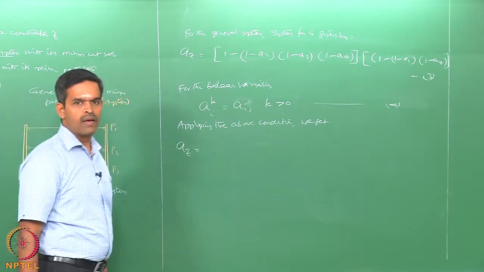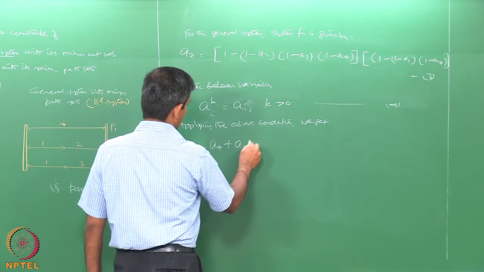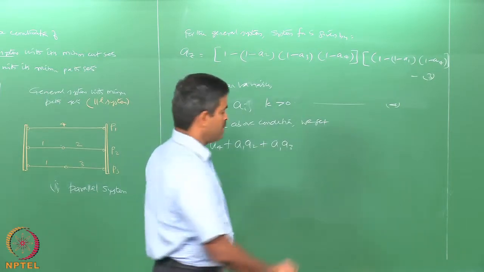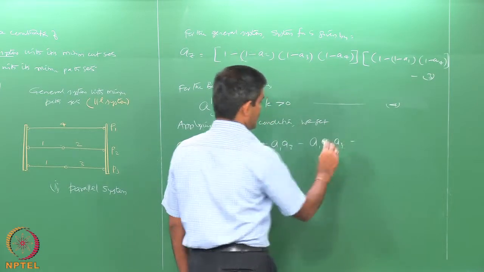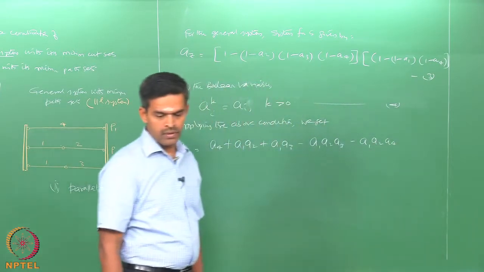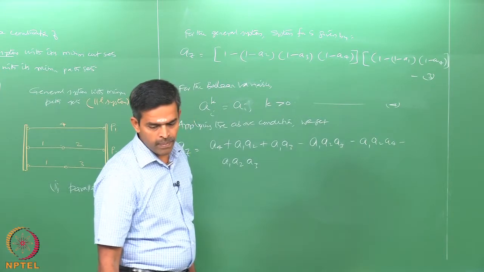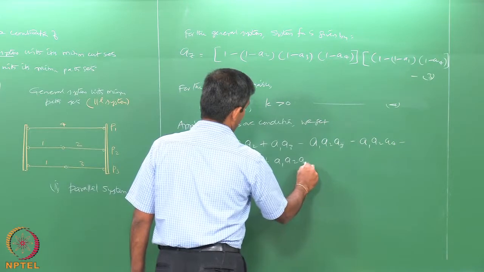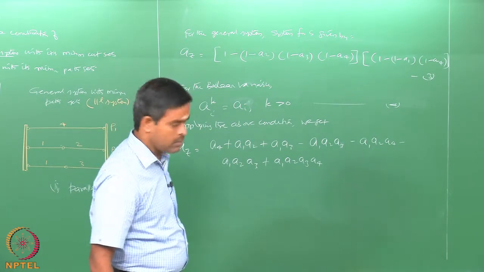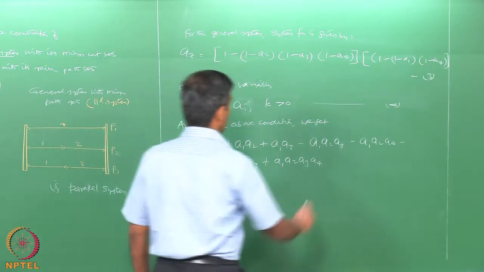A z as A4 plus A1 A2 plus A1 A3 minus A1 A2 A3 minus A1 A2 A4 minus A1 A2 A3 plus A1 A2 A3 A4. Equation number 5.